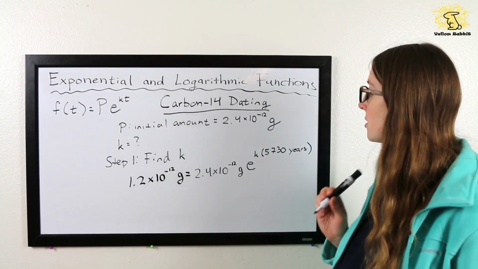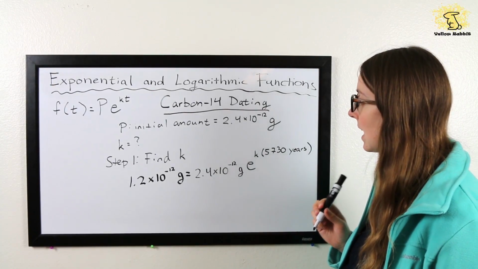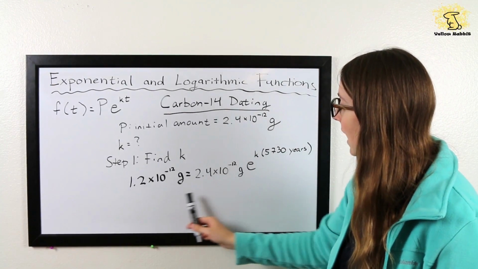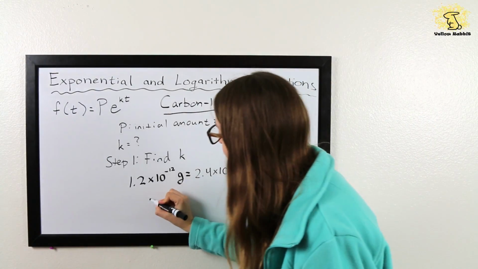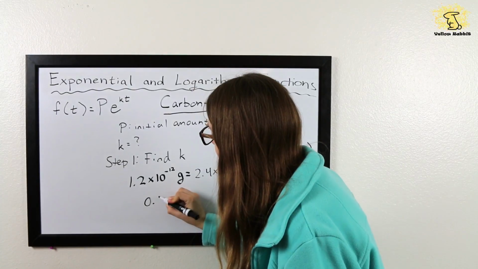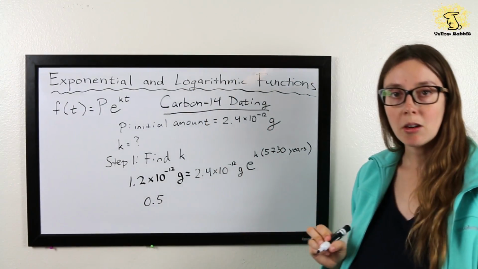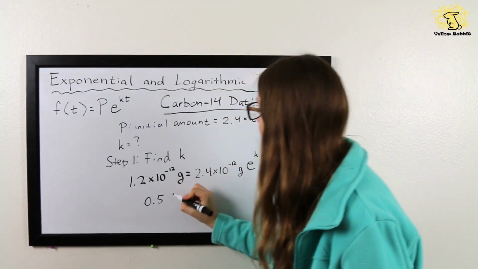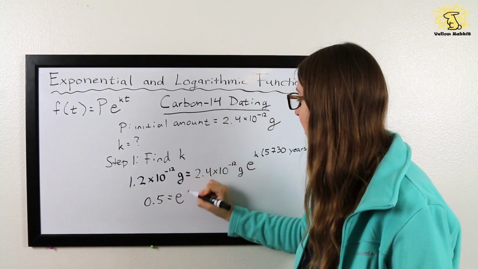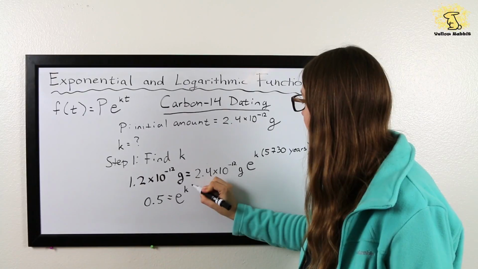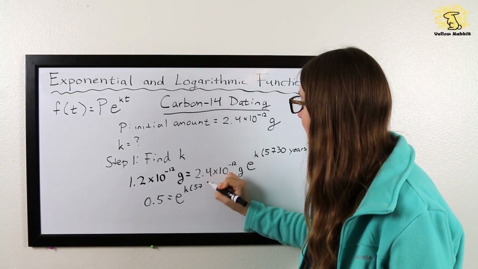Now all I have to do is solve this expression to find k. We'll start by dividing over the 2.4 times 10 to the negative 12th grams. This gives me, as expected, 0.5, half the original amount, equals e to the power of k times that half-life.